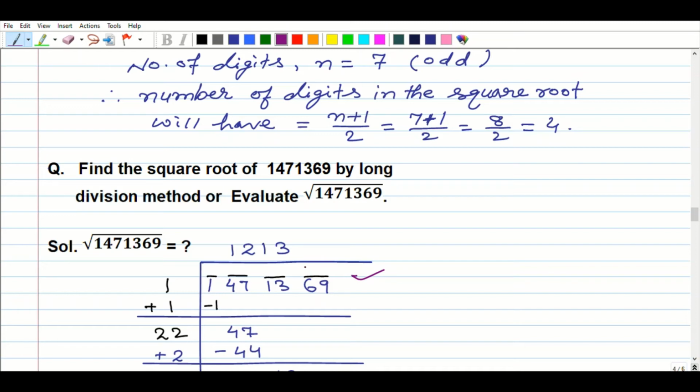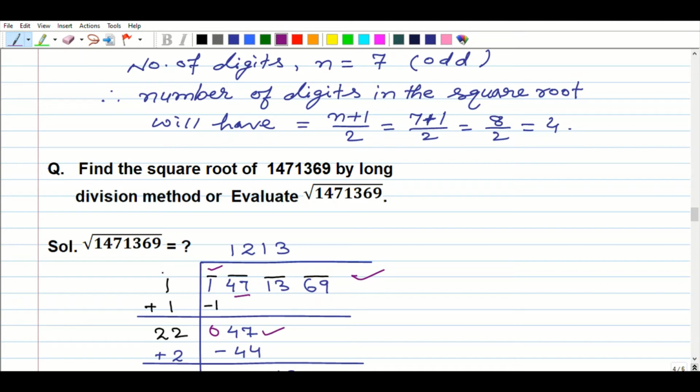Find the largest number whose square is less than or equal to the number under the leftmost bar. Under the leftmost bar, we have 1. So what will we write? Less than or equal to. So 1 is there. 1 square equals 1. 1 minus 1 equals 0. Right. Bring down the next period. The next period is 47.